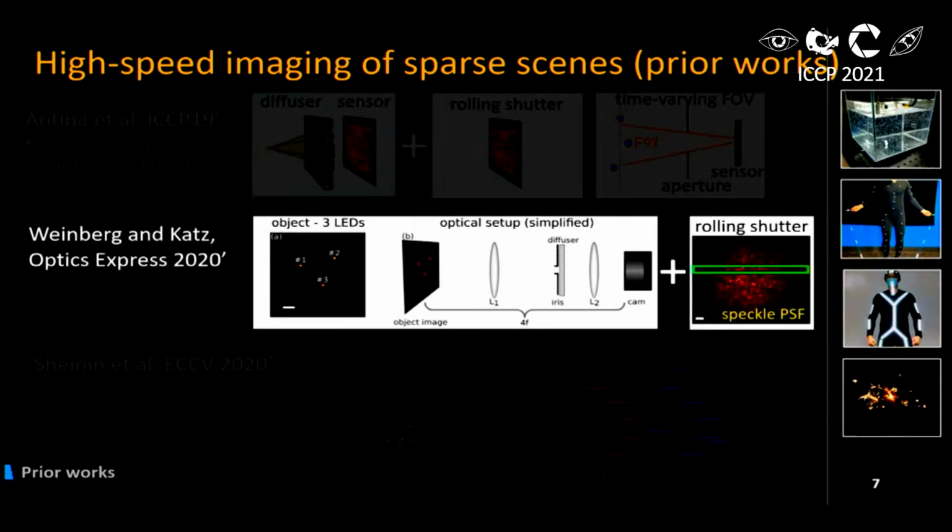Weinberg and Katz had the insight that placing the diffuser at the pupil plane will create a speckle PSF on the image plane, which can then be sampled by the rolling shutter sensor. However, because of the speckle-based PSF, their method was designed for scenes composed of narrowband sources, and therefore cannot be readily applied to our applications.